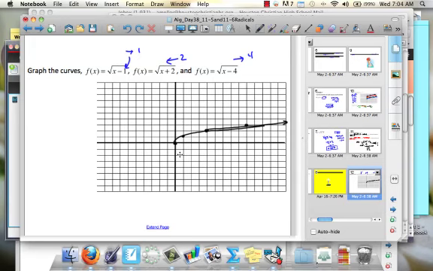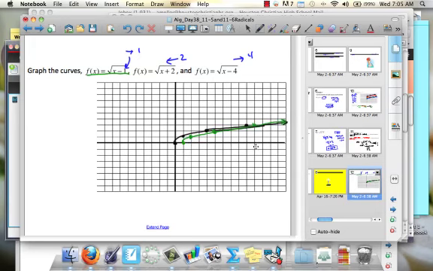And I'm going to graph this first one in green so you can see it. I'm going to shift it to the right 1, so each of these points is going to be shifted to the right 1. Notice I still go over 1 up 1, over 4 up 2, over 9 up 3, and there we go.